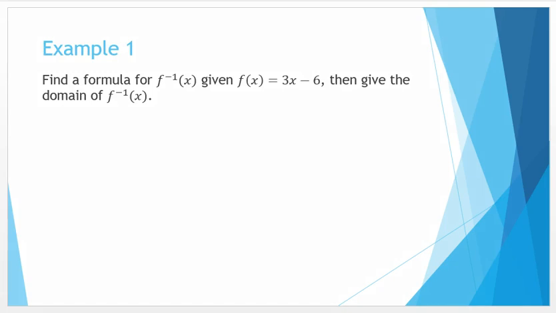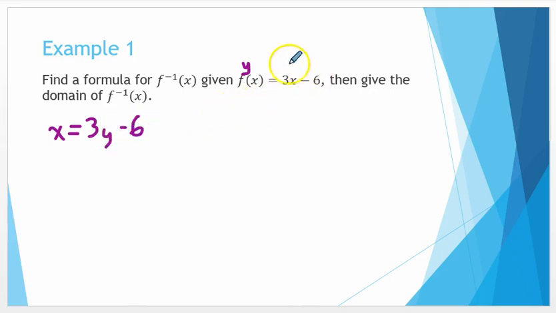So here we have an example asking us to find f inverse, since they say find a formula for f to the negative 1, and they've given us the original function is 3x minus 6. Now remember, f of x, you can think of that as y. So think of it as y equals 3x minus 6 for a second. So the first step I gave you for finding the inverse is to switch x and y. So I'm going to write x equals 3y minus 6.